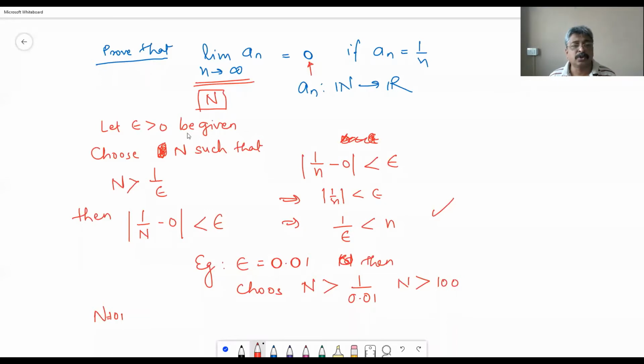Okay, so the proof of this is: epsilon greater than 0 is given to us. You have to find capital N such that for every small n greater than capital N, you have 1 upon n minus 0 less than epsilon, and these are simple calculations. If we take epsilon equal to 0.01, we get capital N should be greater than 100. So if we take n equal to 101, we get the desired limit less than epsilon.